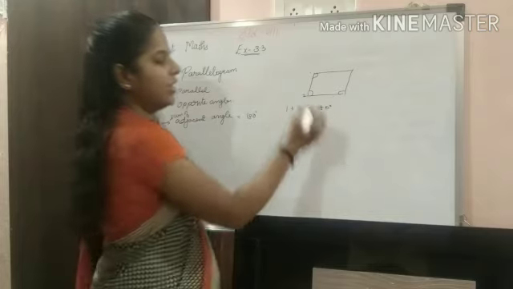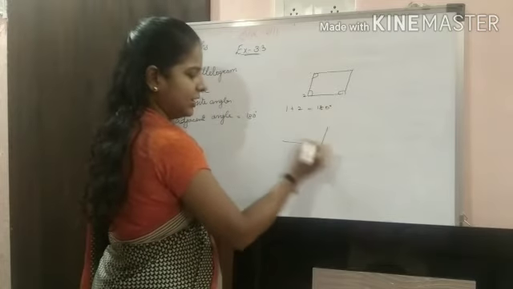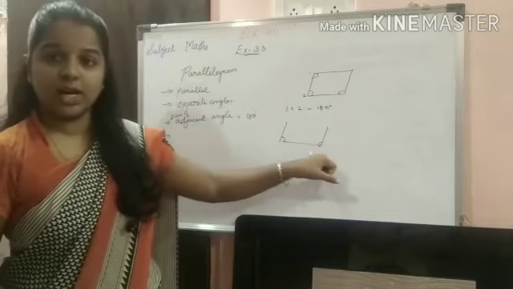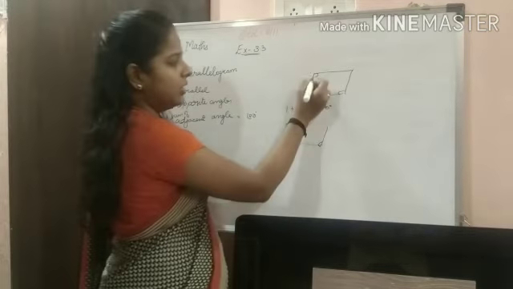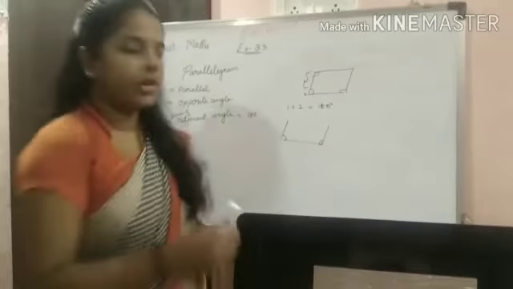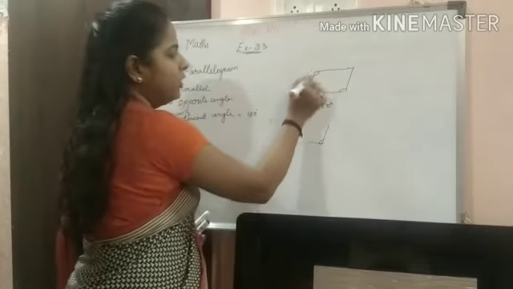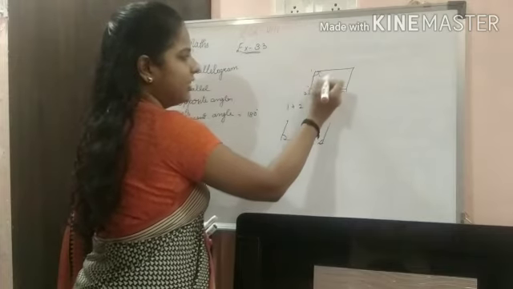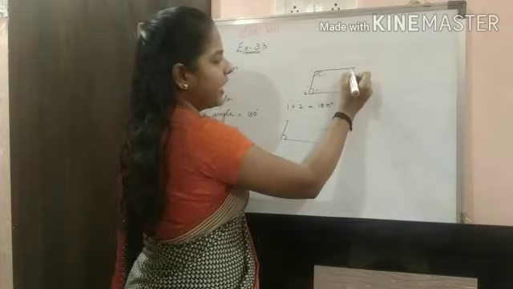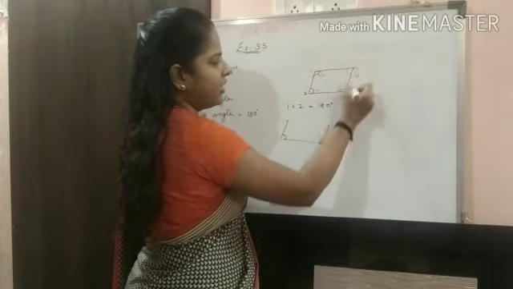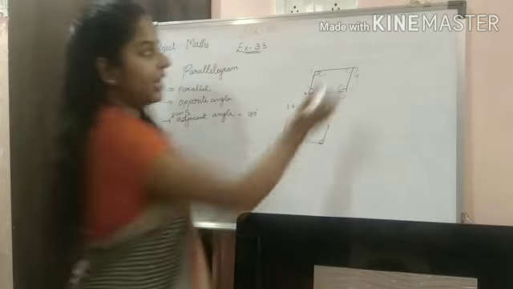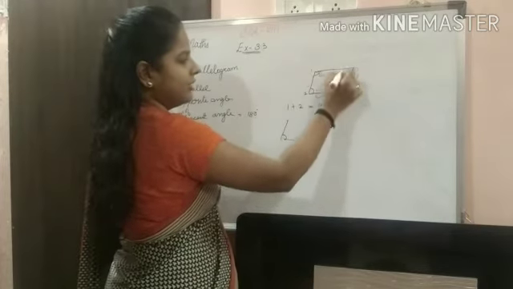Adjacent angle means if this is the line segment, these angles are adjacent to each other. 1, 2, this one is adjacent. Let me show. So here you can see that these angles 1 and 2 are adjacent. With a red pen I am marking. Understand, students? These two angles are adjacent, and these two angles are adjacent. That means opposite angles will come like this.